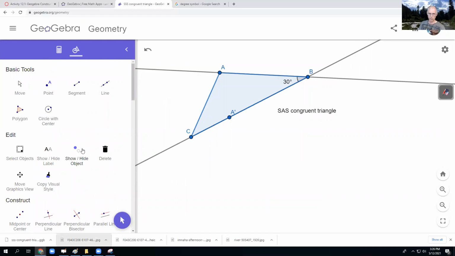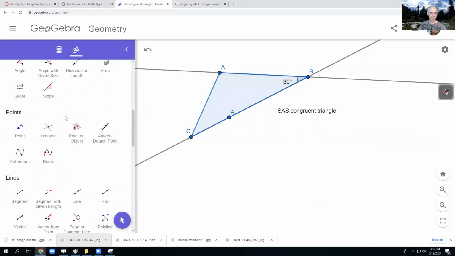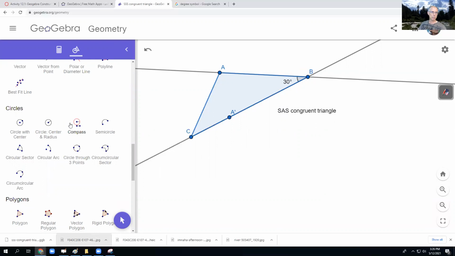We're not using a protractor, we're not using a ruler, we're just using a straight edge, which is kind of like a ruler, but it's got no units on it. And that's just like the line or the segment tool. And then as far as the compass idea, that's a circle with a center or the actual compass tool down here, but not circle with a given radius, because that's like using a ruler too. So you can't use that one.